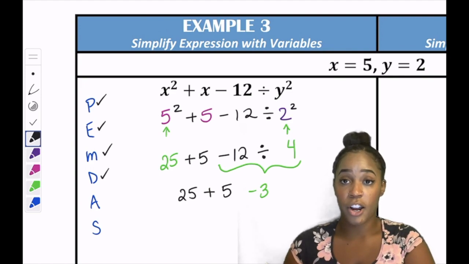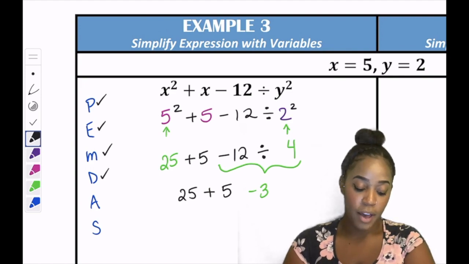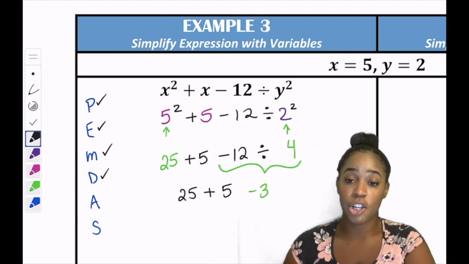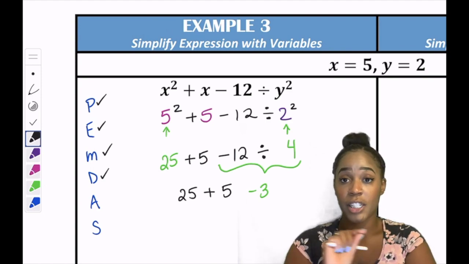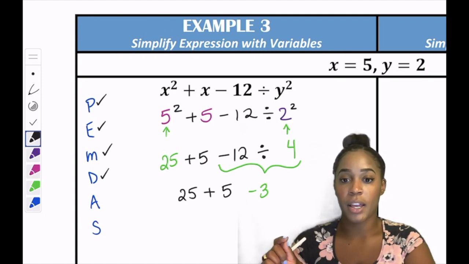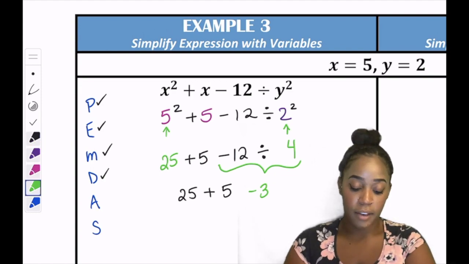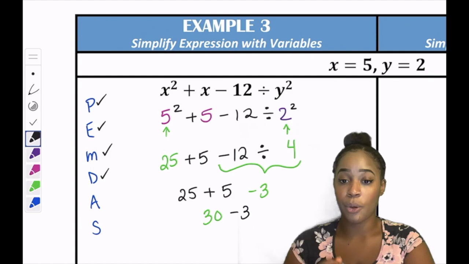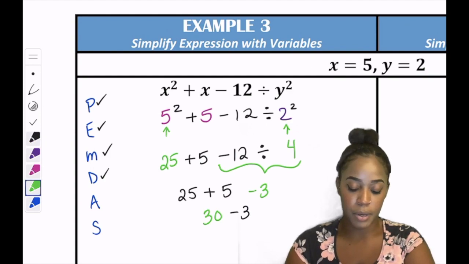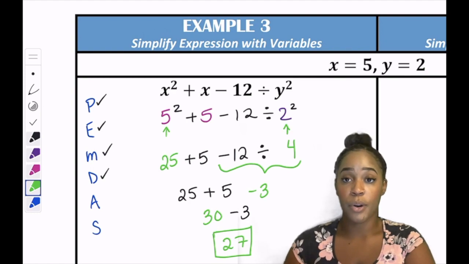So since we took care of division, we have addition and subtraction. And addition comes before subtraction in our expression as we read it from left to right. So I'm going to perform the addition first. So 25 plus 5 is 30. And then I'm going to bring down that minus 3. So 30 minus 3, our last step here, gives us 27. And this is our final answer when we completely simplified this expression that has variables.